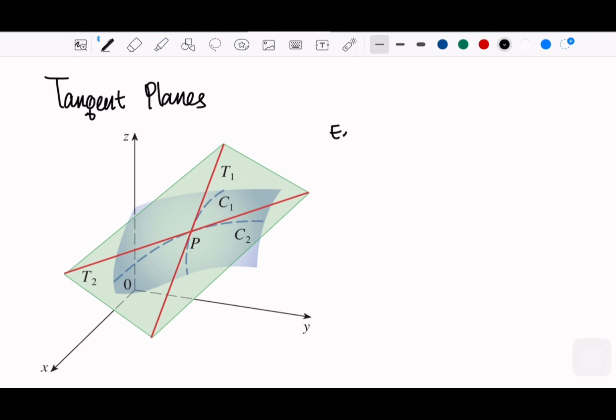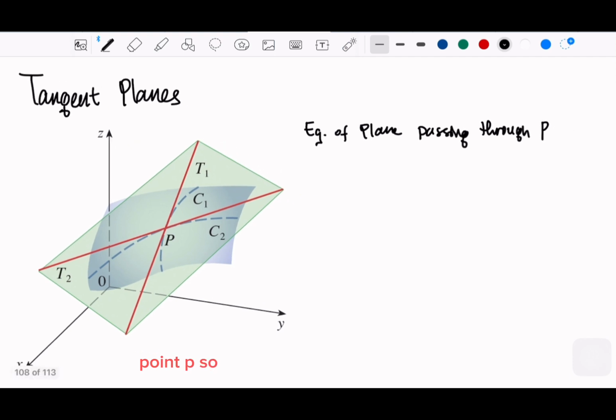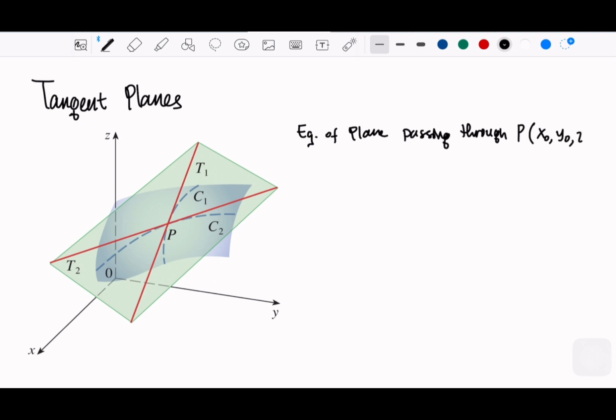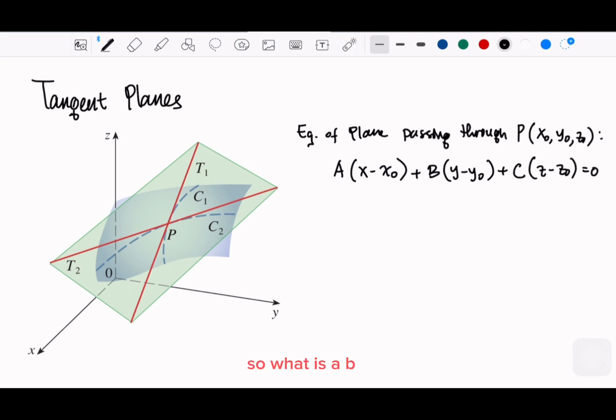So the equation of a plane, if you remember. A plane passing through point P. So let's say point P is at some point. So the equation of the plane will be A, B, and C. So what are A, B, C? A, B, C is taken from the normal vector.